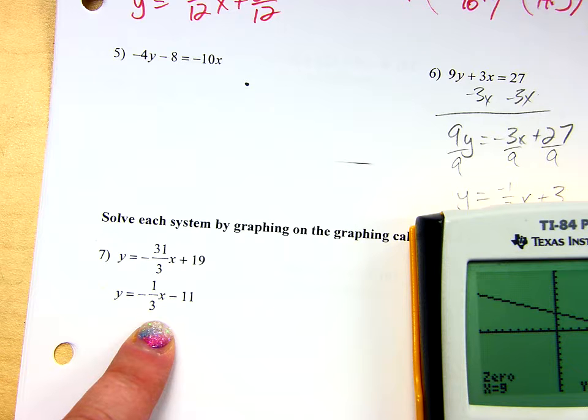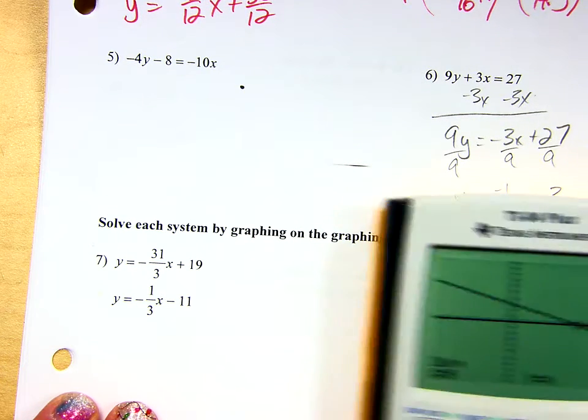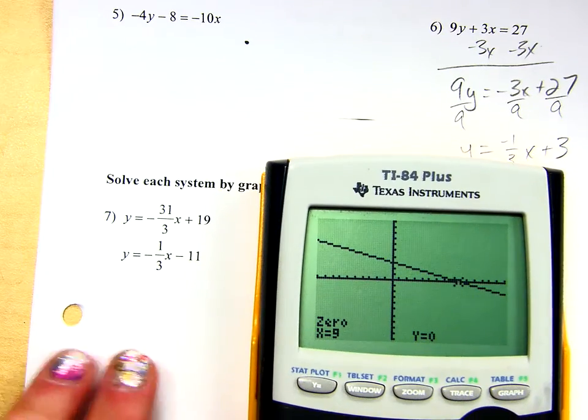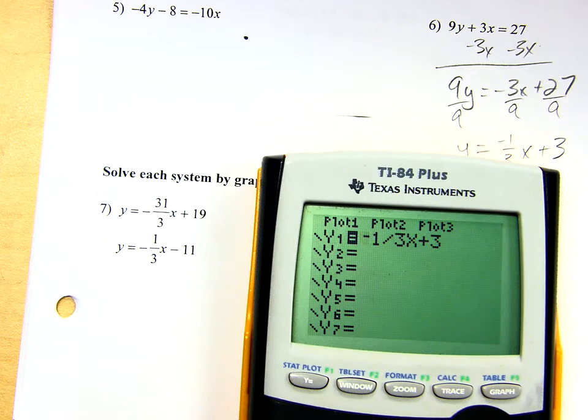I also could solve this using one of our other methods, substitution or elimination, but why not use the graphing calculator if I have access to it? Because that's actually going to be pretty fast once I get the hang of it. So where do we go to enter in equations? Y equals. So let's clear out the old stuff.